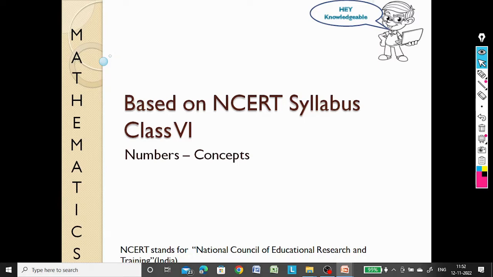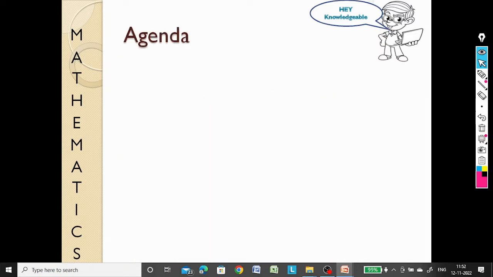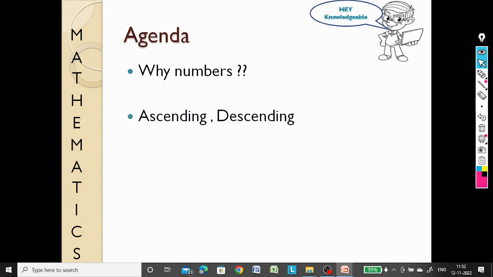So today I will be talking about some of the concepts of numbers, and whatever I am talking about is based on the class 6 NCERT book. So let's go to the agenda. Today's agenda will be talking about three things. First is why numbers are important. Then the second thing I will be talking about is the concept of ascending and descending. And the third and last thing I will be talking about are a few rules through which you can measure which number is larger and which number is smaller.